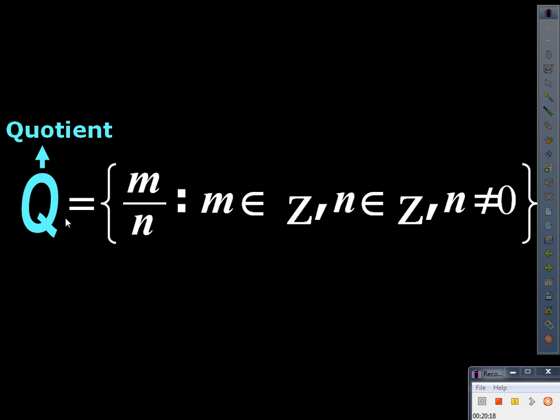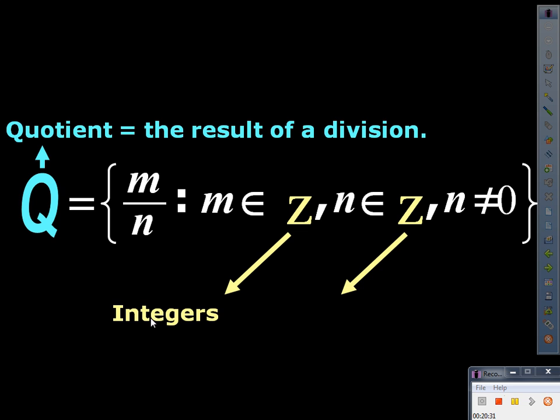So check this out. Quotient. A quotient is the result of a division. If we look up to the screen, please. So here's a fraction. Do you see the fraction here? So let me read this out. This says the Z stands for integers. We know what integers are. They are whole numbers and their opposites. So this says quotient is the set of all fractions where m is an integer and n is an integer.